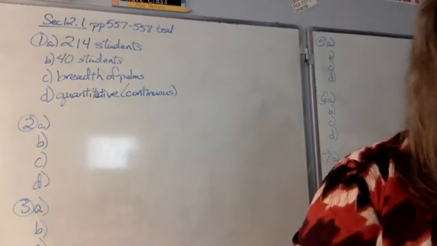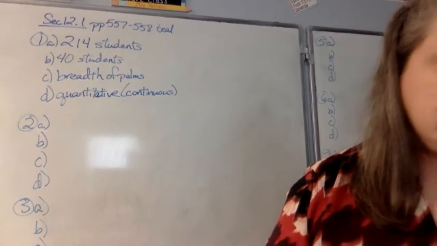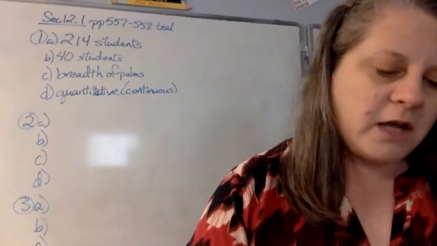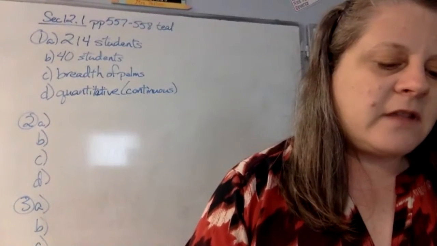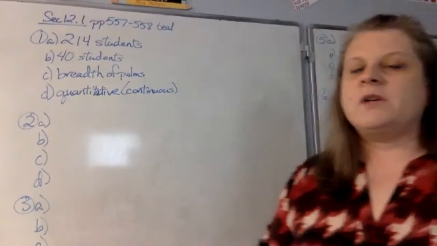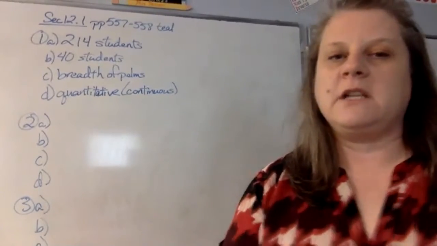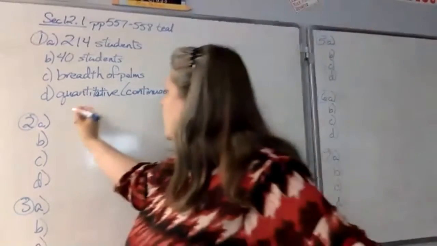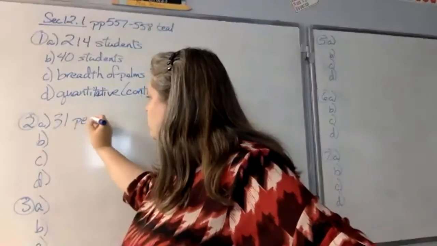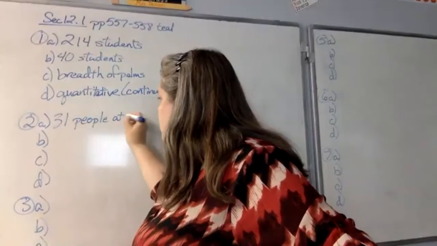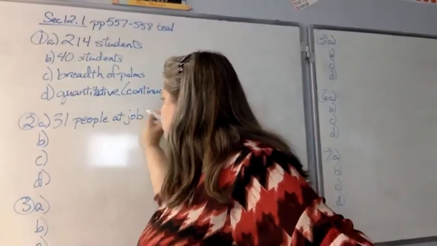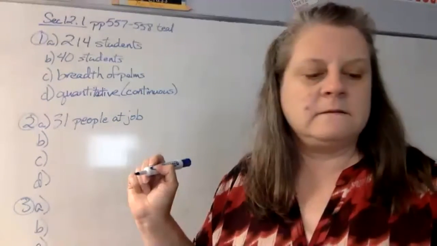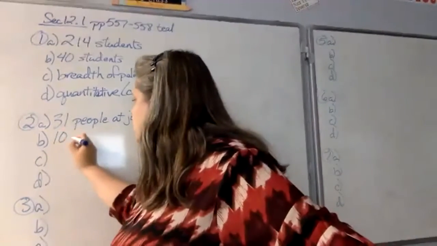Number 2. It says, Amber wants to determine which color is most often chosen by her coworkers as their favorite color. She asked 10 of the 31 people at her job. So your total population was what? 31. Okay, so 31 people at job. How many did she ask? 10. So her sample was 10 people.